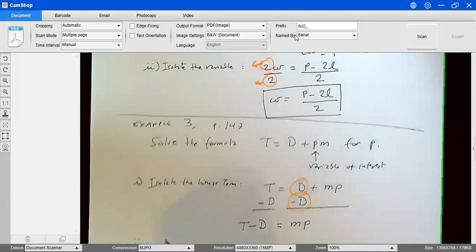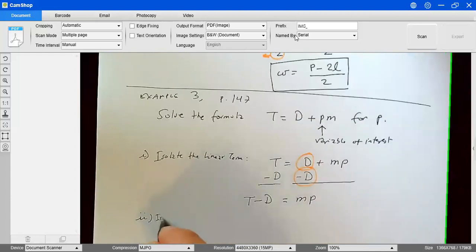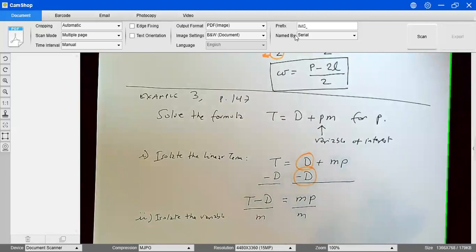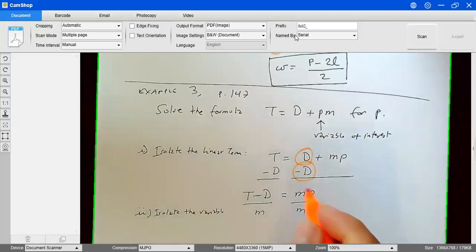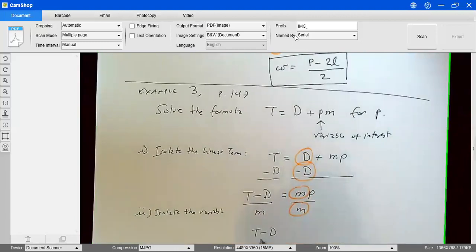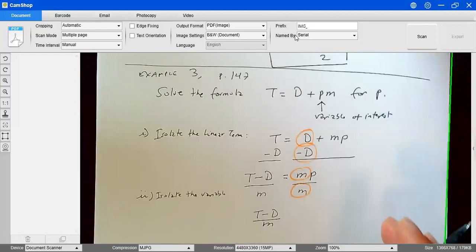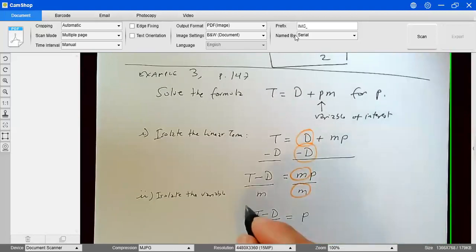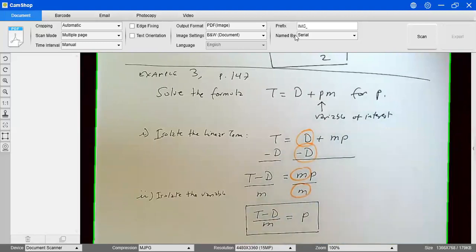The last step is that you're going to isolate the variable of interest. So we're going to isolate P. So the coefficient is M. So we need to divide both sides of the equation by M. In that way, we're going to free P. And we're going to get T minus D over M equals P. And that's the answer for this problem.